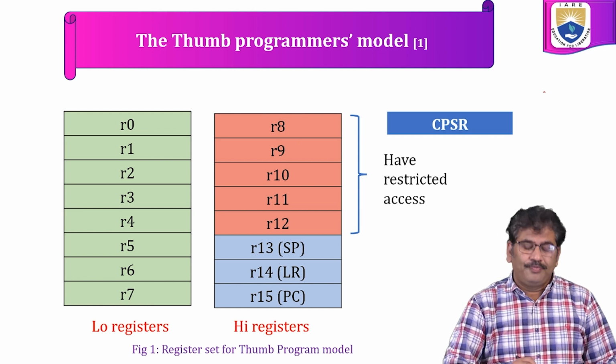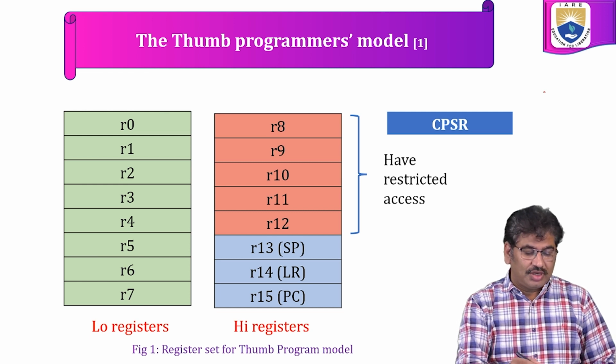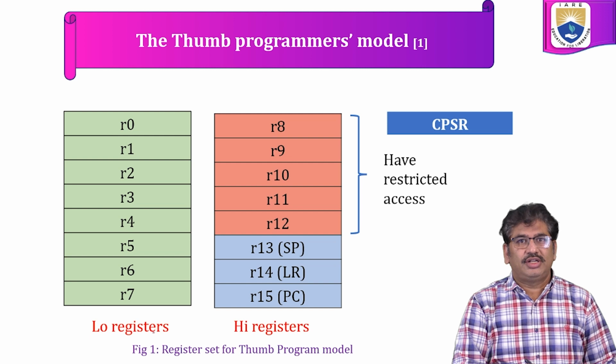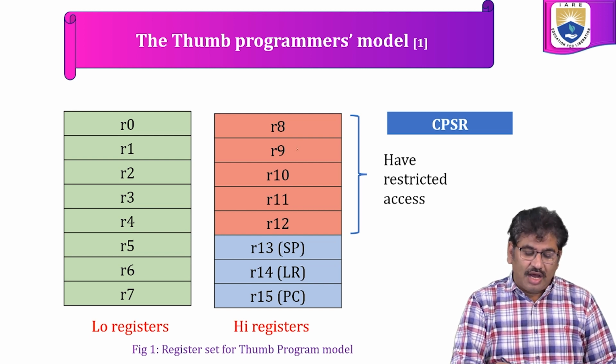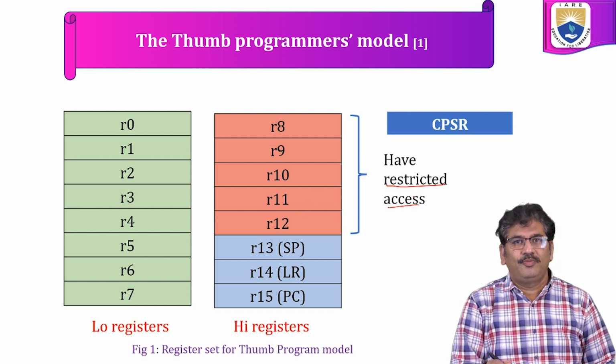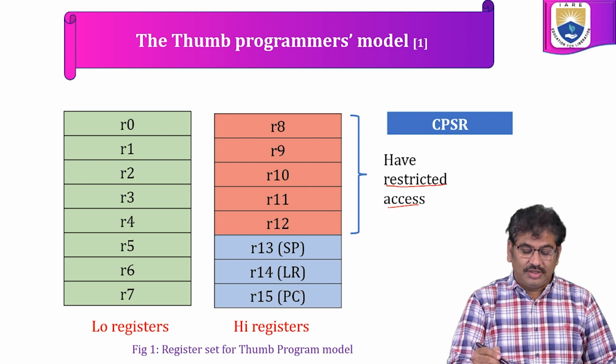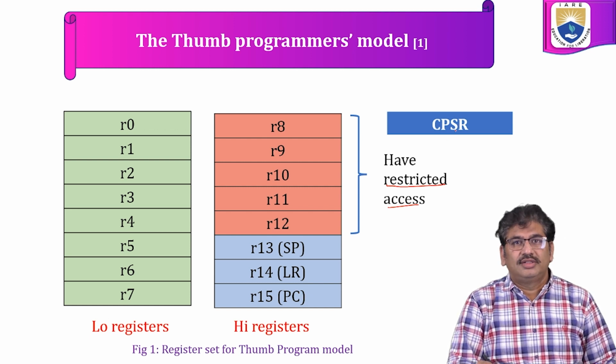The Thumb programmer's model. Of the total registers R0 to R15 that exist in the ARM processor, we have full access to R0 to R7, the low registers, in Thumb mode, whereas R8, R9, R10, R11, R12 have restricted access in Thumb mode. R13 acts as the stack pointer, R14 acts as the link register, and R15 is the program counter. Apart from these 16 registers, we have one CPSR, the current program status register. These are the register set of the Thumb programmer's model.